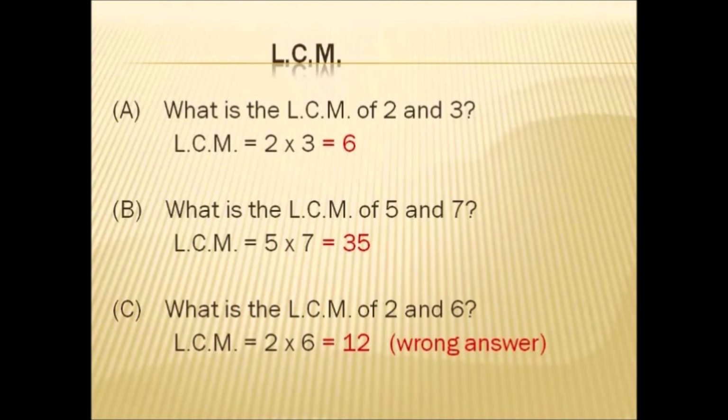C, what's the LCM of 2 and 6? LCM of 2 and 6 is 2 times 6 equal to 12. Wrong answer. The LCM of 2 and 6 is not 12. So why is that wrong?